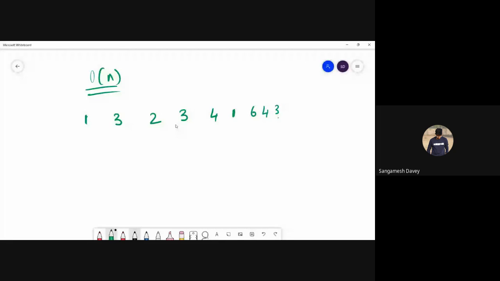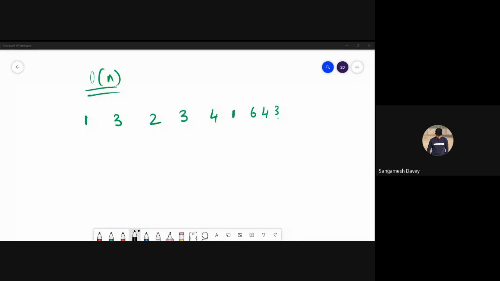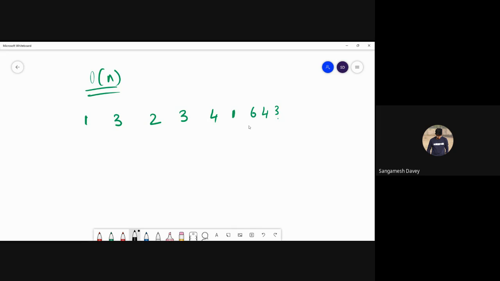So first I take the maximum element. What is the maximum element? Can someone tell me what the maximum element is? What is the maximum element here? 6. So the maximum element here is 6. So first I will create an array of 6 spaces.